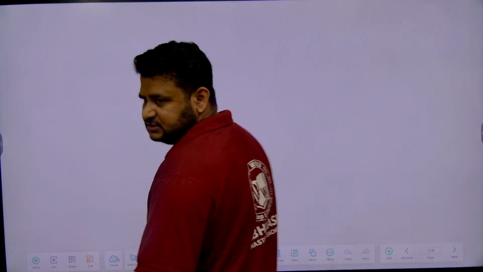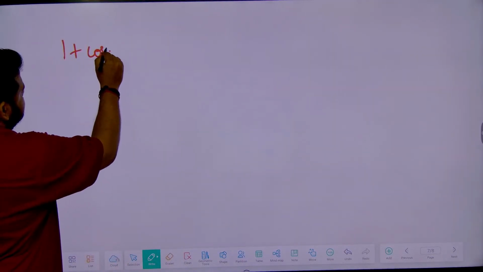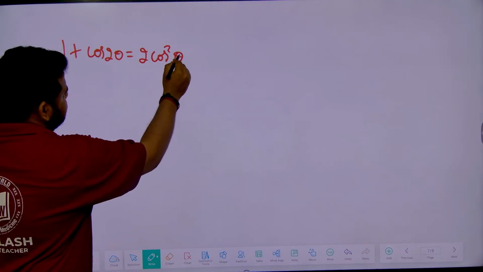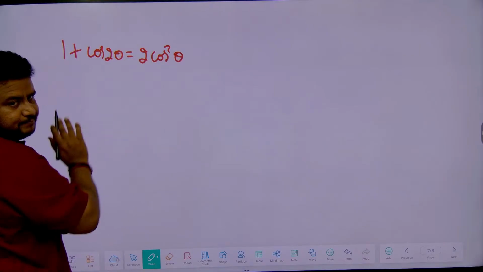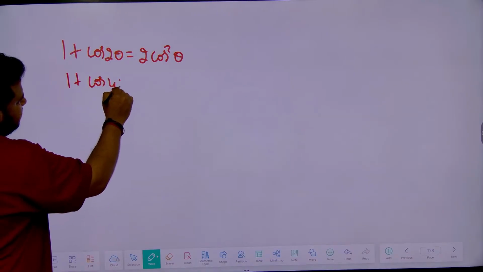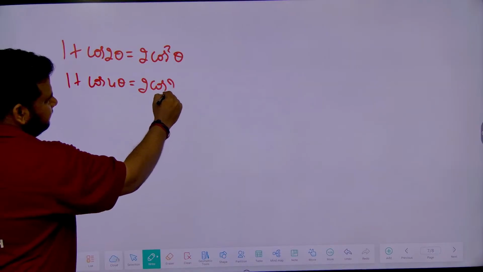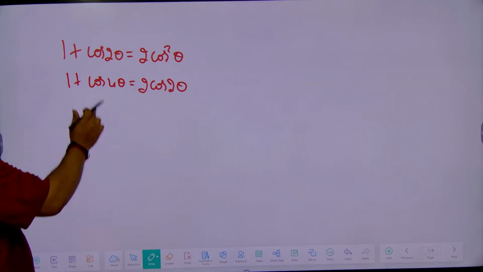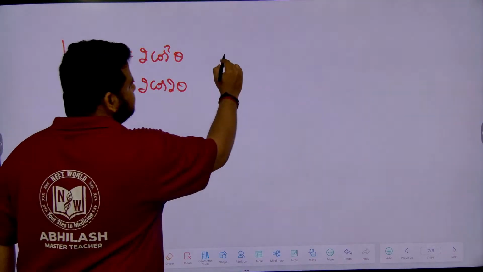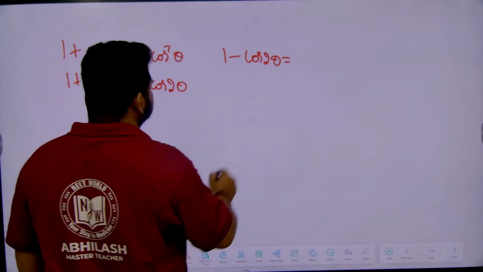So next we have to write, see here, it is given as what? 1 plus cos 2 theta, you will write it as what? 2 cos square theta. Not theta by 2, it is just theta. 2 will become 1. If it is 1 plus cos 4 theta, what will happen? 4 will become 2: 2 cos square 2 theta. Understood? 2 is becoming 1, 4 is becoming 2. Like that. If it is 1 minus cos 2 theta, it will become what?